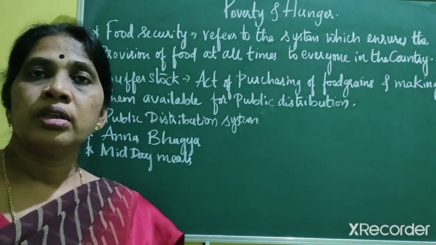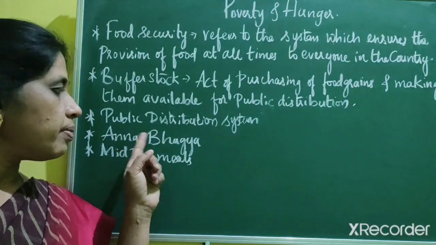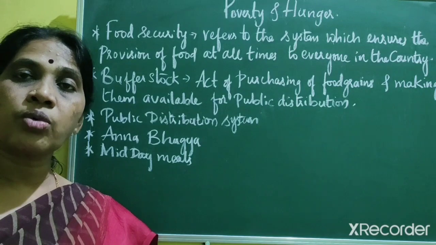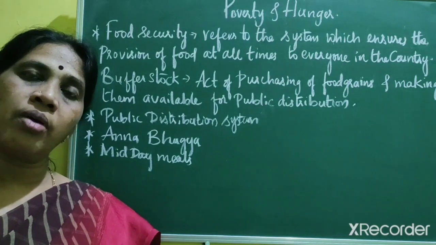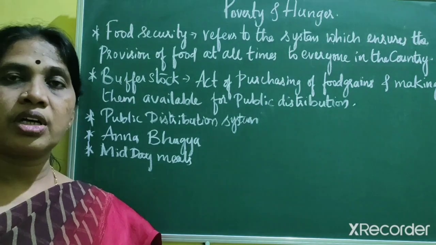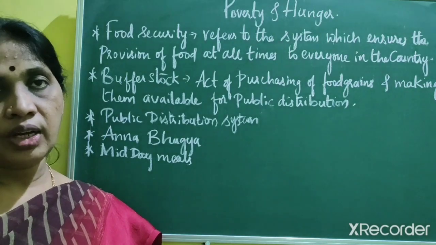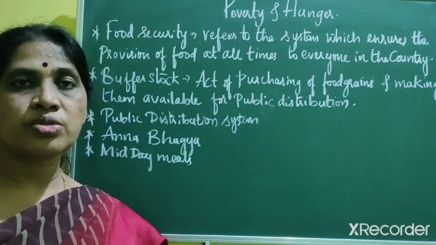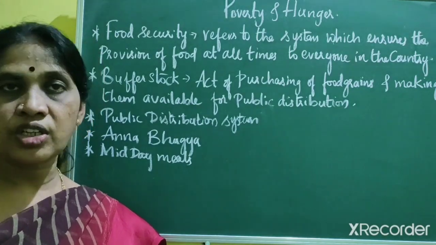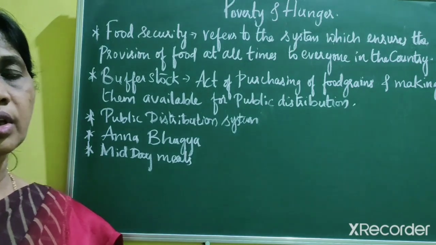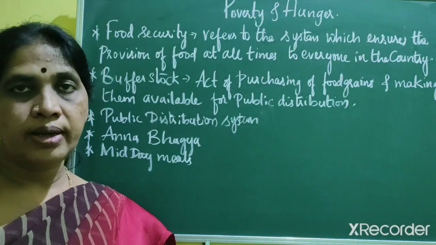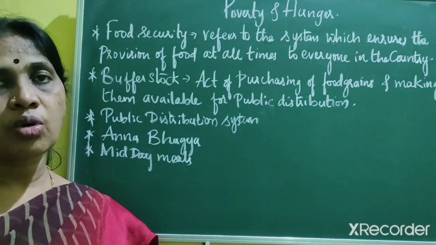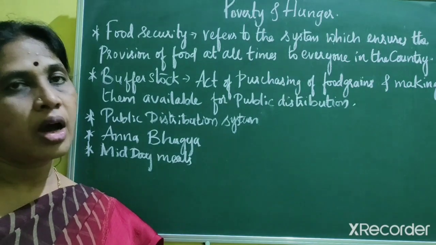Next we will know about Annabhagya Yojana. This was introduced in 2013, and it is one of the most ambitious programs of the government of Karnataka, which aims at achieving a hunger-free state. In this scheme, the government provides the essential items to below-poverty-line people through the ration card. Through this it is hoped to eliminate malnutrition.